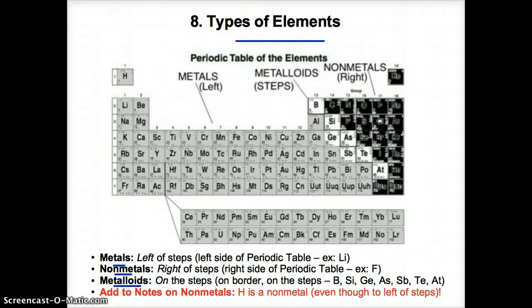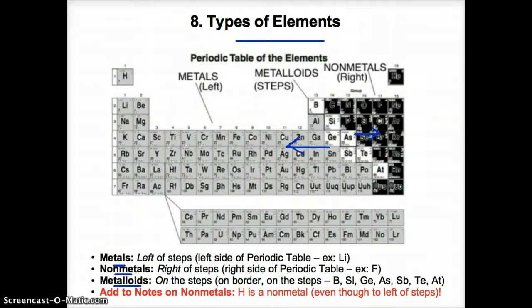All right, now, any element to the left of the metalloids on the steps is a metal. So, for example, Na and Fe are metals since they're left of the metalloids on the steps. Any element to the right of the metalloids in the steps is a nonmetal. So, for example, F and S are nonmetals since they're right of the metalloids on the steps.